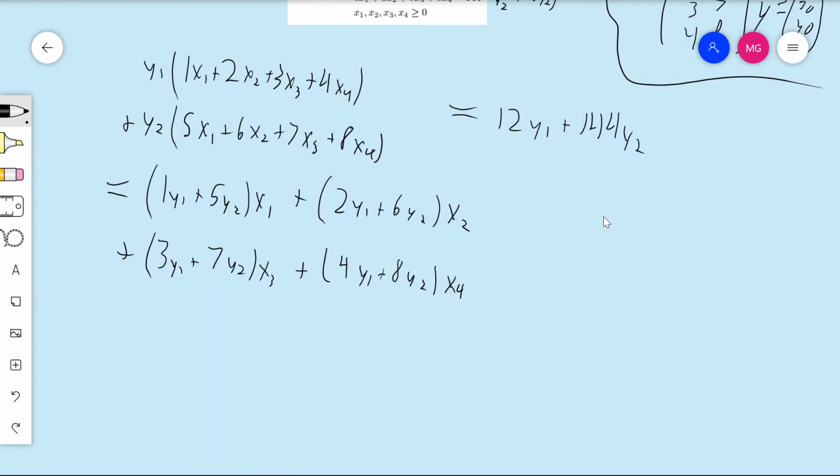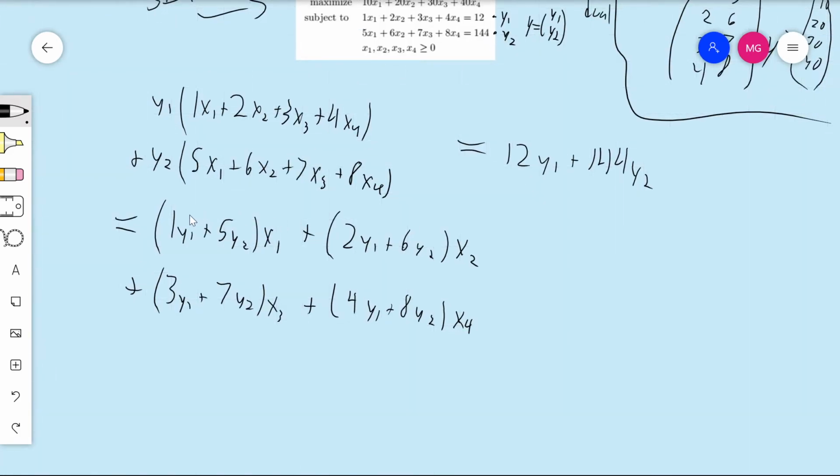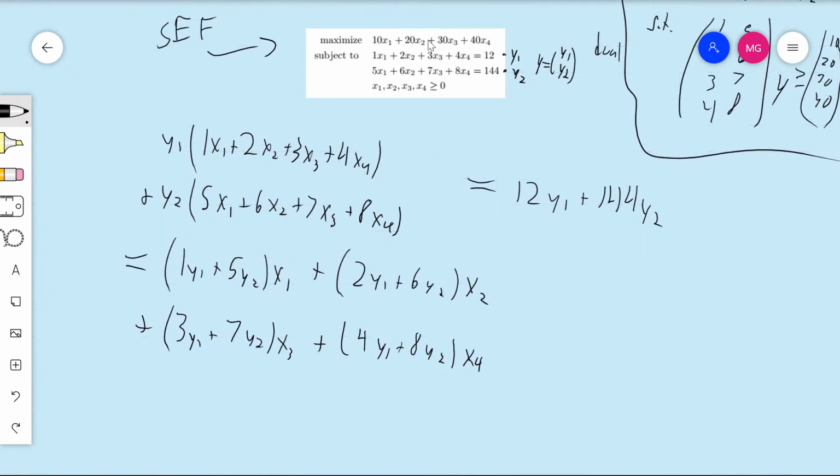Because now this is a linear combination of x's, the coefficients that appear in front of the x's, we want these things to be larger than the coefficients in the objective function. So here's the thing that appears in front of x1, and 10 is the coefficient in front of x1 in the objective function, so we want this term to be greater than or equal to 10. And similarly, we want this term to be greater than or equal to 20, this to be greater than or equal to 30, and this to be greater than or equal to 40.